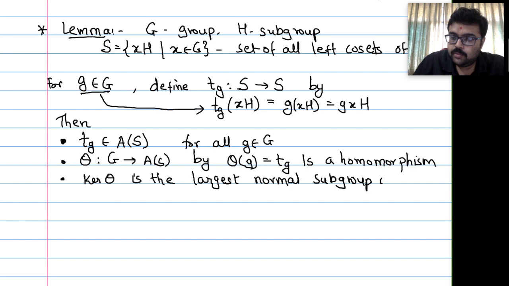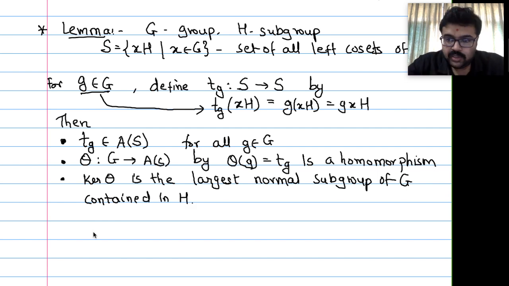So now, the largest normal subgroup of G contained in H. So the kernel of theta is a subset of H. The kernel of theta is normal in G, and it is the largest. So if N is a subset of H and N is normal in G, then N must be contained in the kernel of theta. That means the kernel of theta is the largest one.